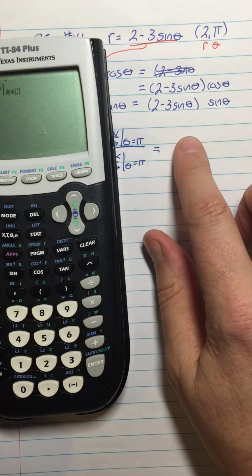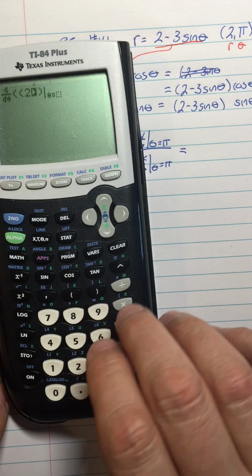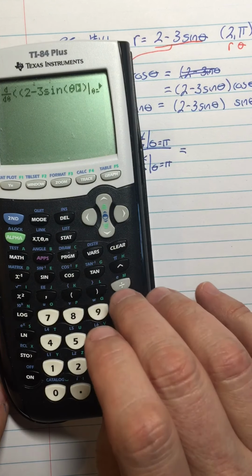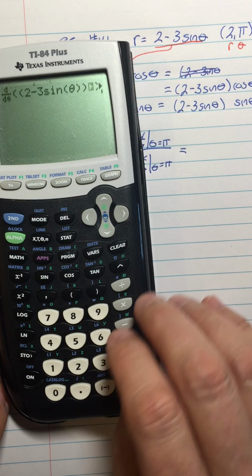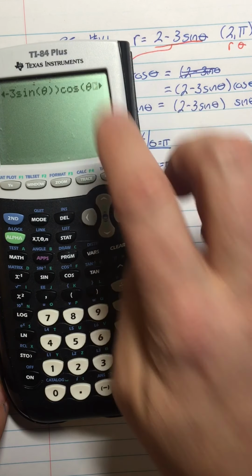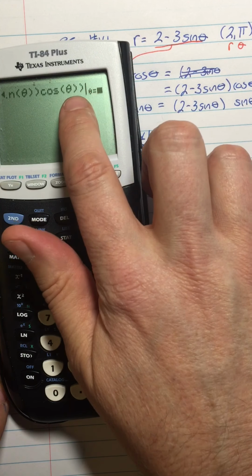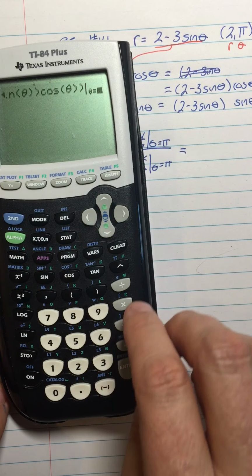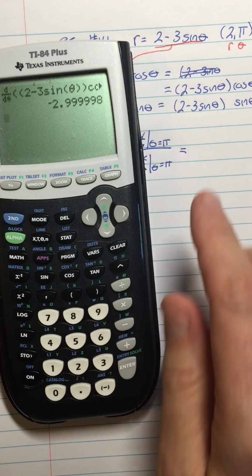So my x was 2 minus 3 sine theta. So parentheses 2 minus 3 sine theta. Close, and it opened one automatically, so I have to close that. And then times cosine theta. Again, it automatically opened a parenthesis here, so I have to close that. Now I should have another close for the derivative, which I do, so close, close. And then I just tell it at theta equals pi, because that's where we're doing it. So I just put in second pi, and I hit enter, and I get this.